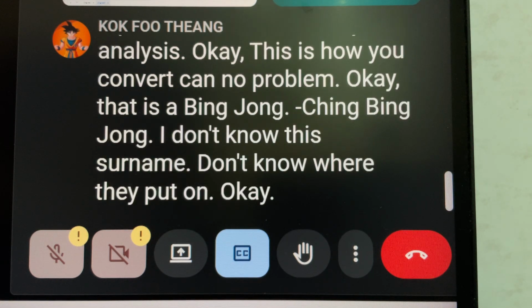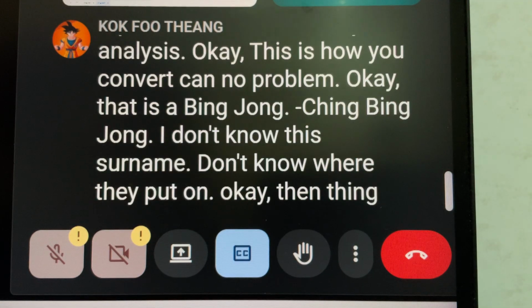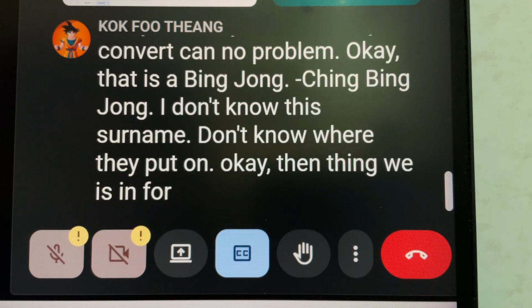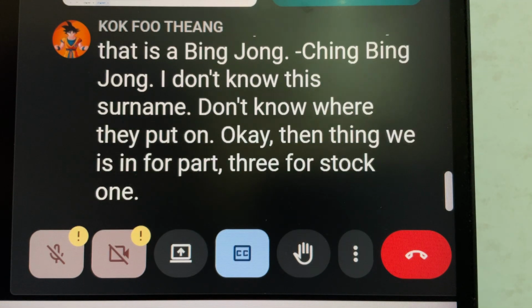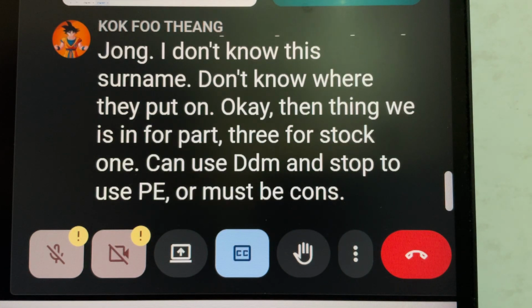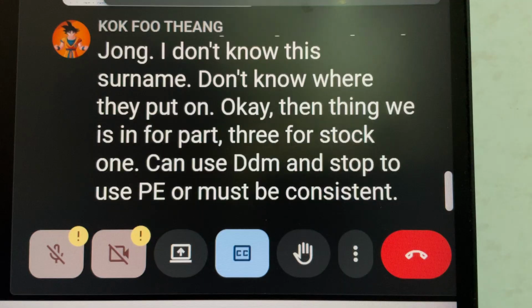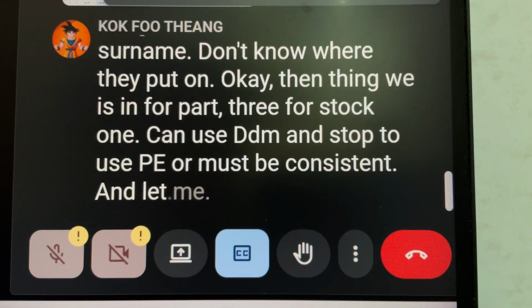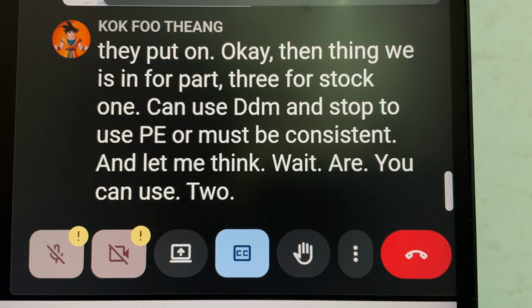Okay, then Deng Hui Zin asks: sir, for part 3, for stock 1 can I use DDM and for stock 2 use PE, or must it be consistent? Wait, let me think. You can use 2 different methods for 2 different stocks.